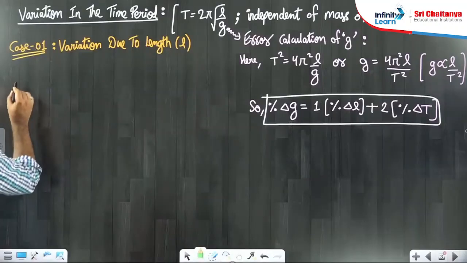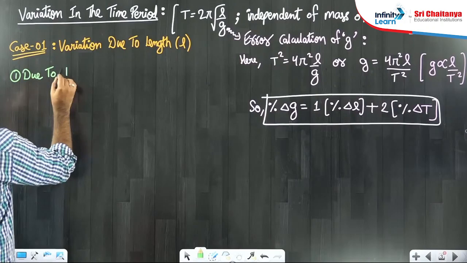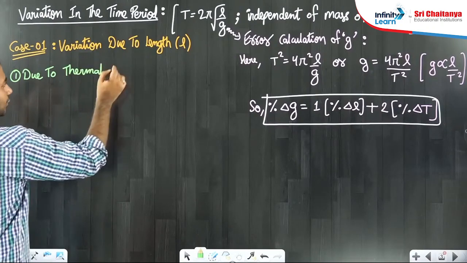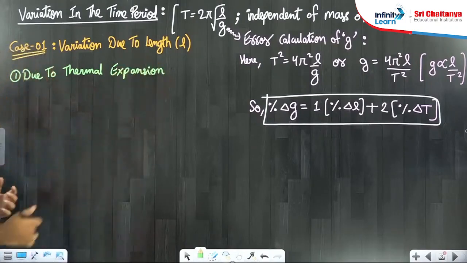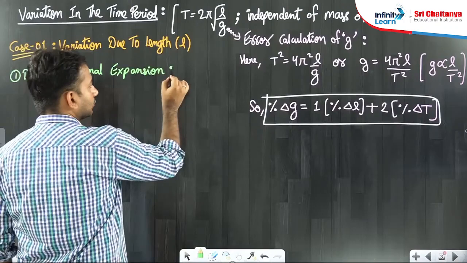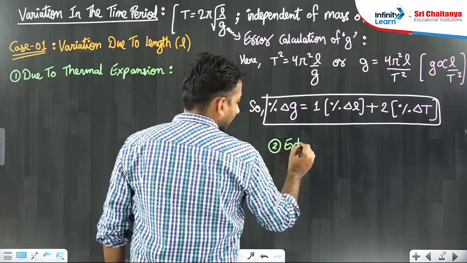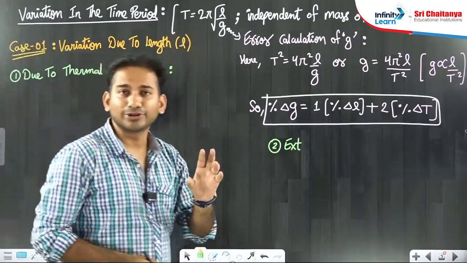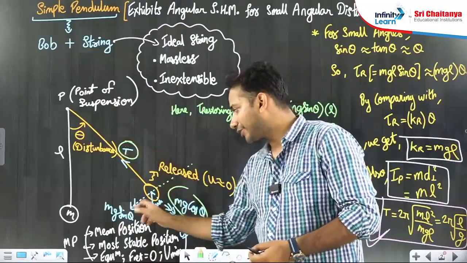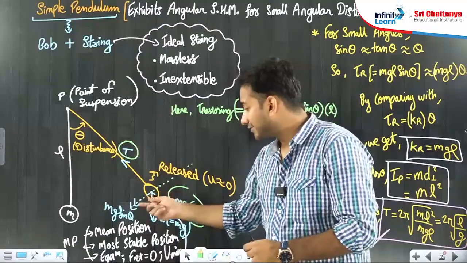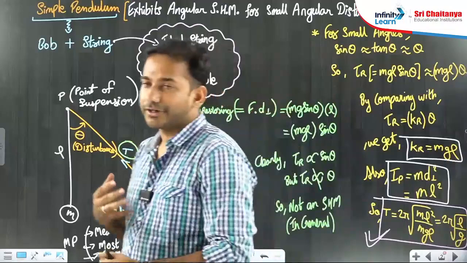Now, talking about the variation due to length, it will come because of two reasons. Number one, extension due to thermal expansion. You raise the temperature, the length will definitely change, it will be extended, hence it will affect the time period. So this is common for the NEET. Number two, extension due to load. Mass M is not coming in the formula, but you cannot ignore its presence here. In fact, one component of weight was balanced by the tension, and another component of weight provided the restoring torque. So definitely gravity is involved here. You cannot ignore the gravity.